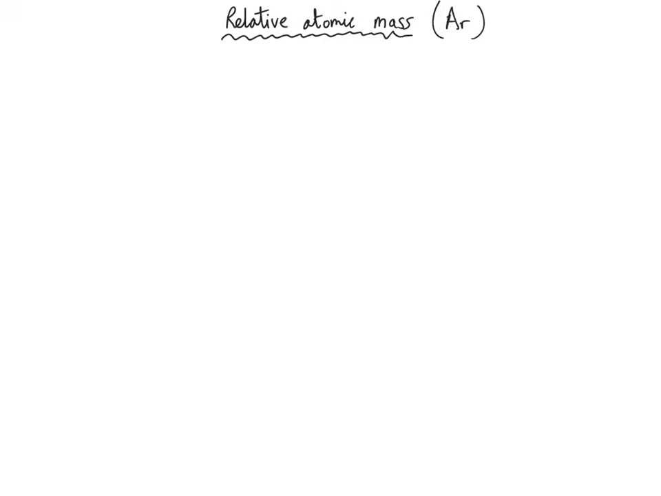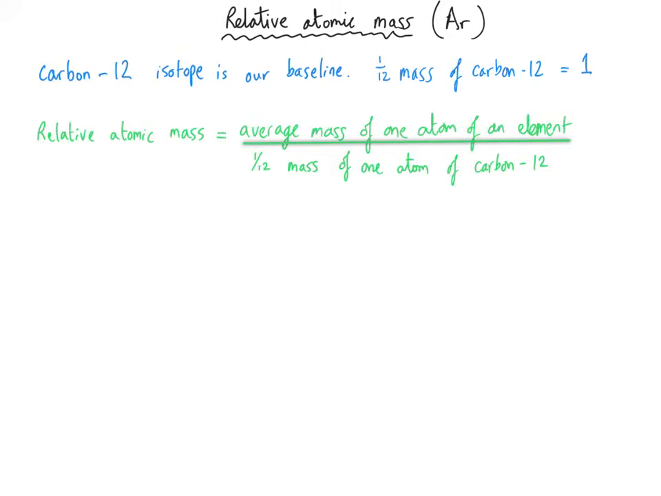We've moved on now to use the isotope carbon-12 as our reference because the mass spectrometer has allowed us to measure the individual isotopes' masses extremely accurately, and we found that 1/12 of the relative atomic mass of carbon-12 is a value of exactly 1. And so the carbon-12 standard is now the accepted definition by all chemists throughout the world for relative atomic mass. Relative atomic mass is the average mass of one atom of an element divided by 1/12 of the mass of one atom of carbon-12.